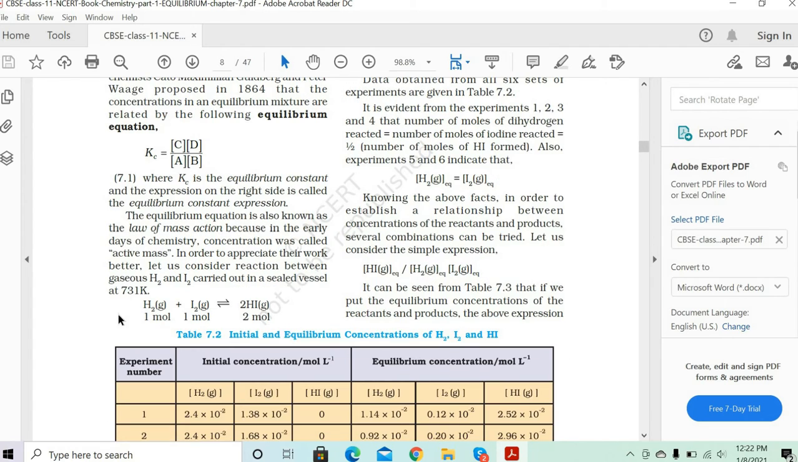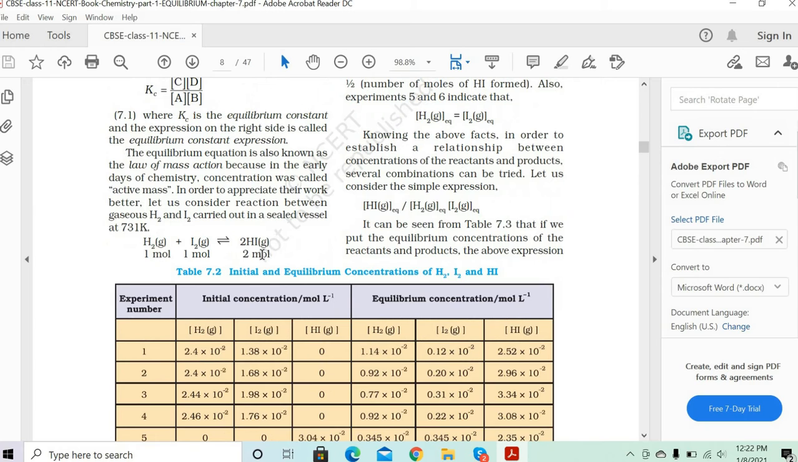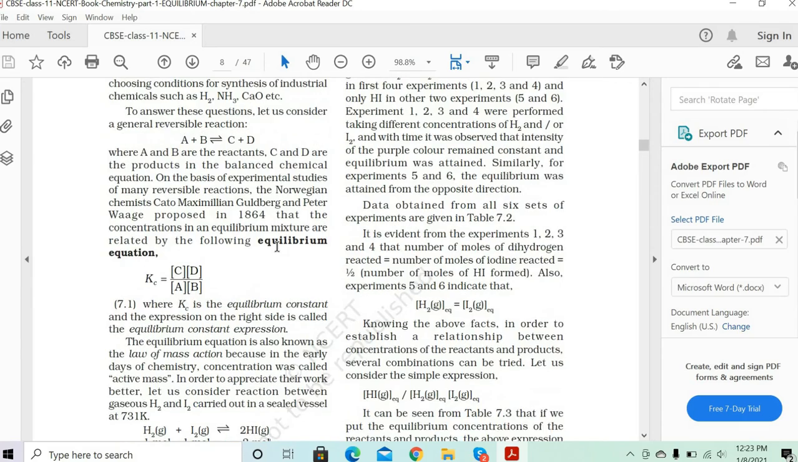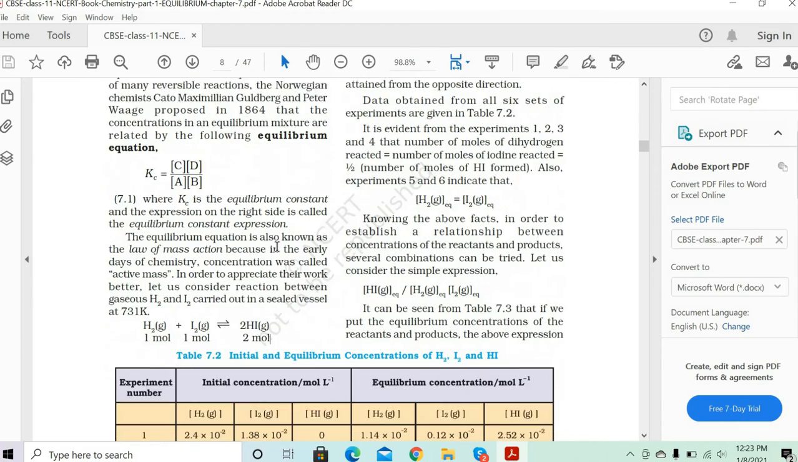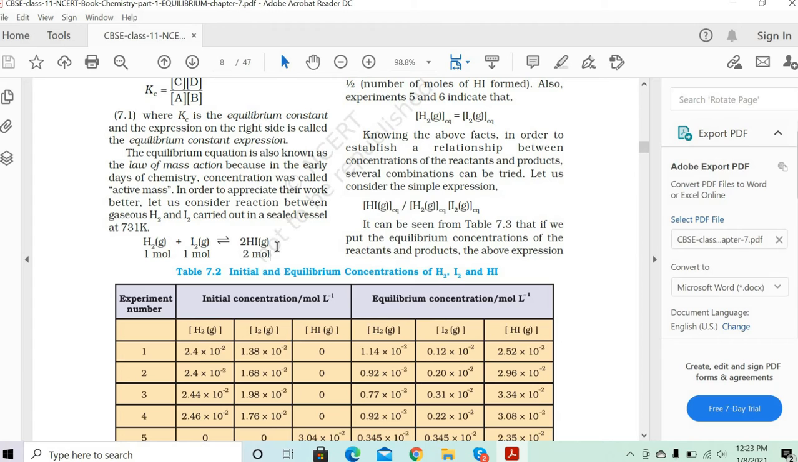Yes, sir. Next, now we'll take the example of hydrogen plus iodine equals 2HI. Just write this example: H2 plus I2 gives 2HI. When you balance it, 1 mole of hydrogen and 1 mole of iodine give you 2 moles of HI, isn't it?